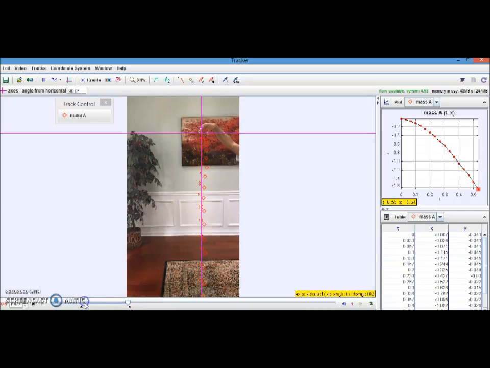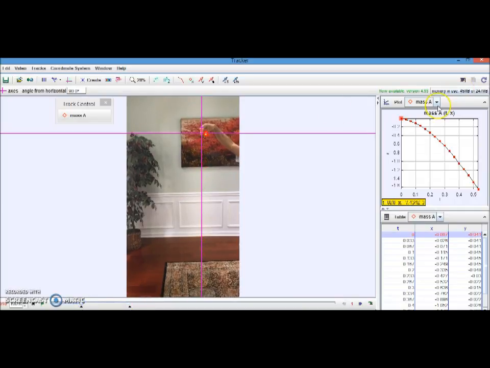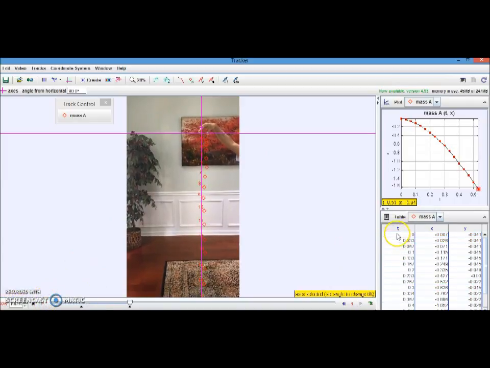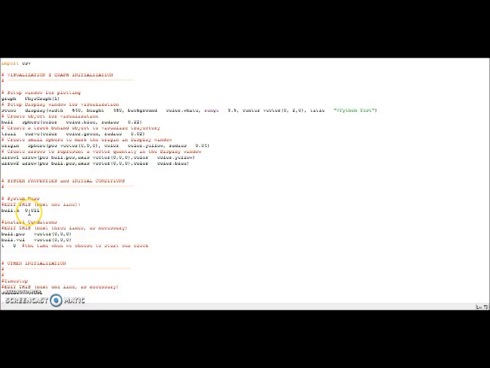This is the video I analyzed on Tracker. As you can see, it has a quadratic graph, and this is the time and this is the position of it, and it lasts for 0.534 seconds. The highlighter's mass was 0.011 kilograms.